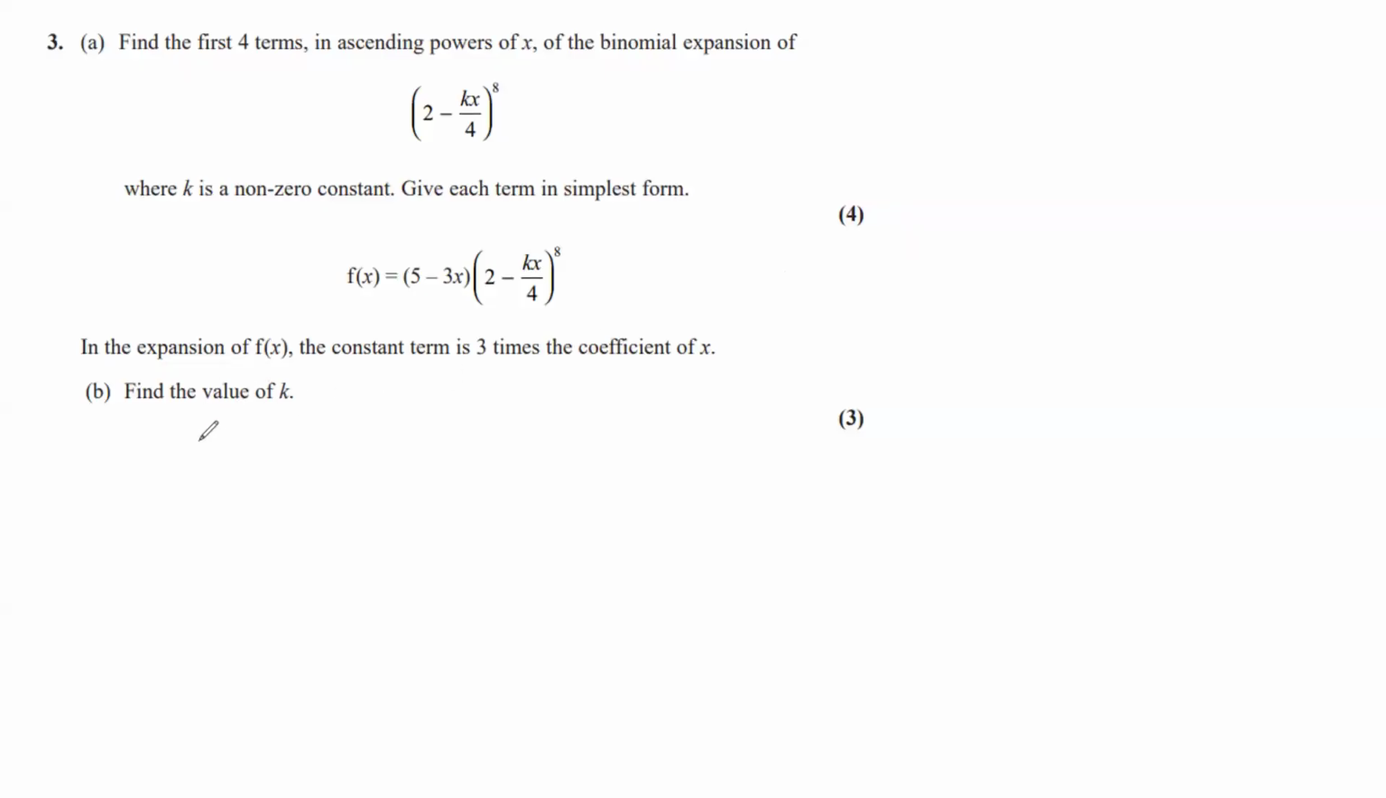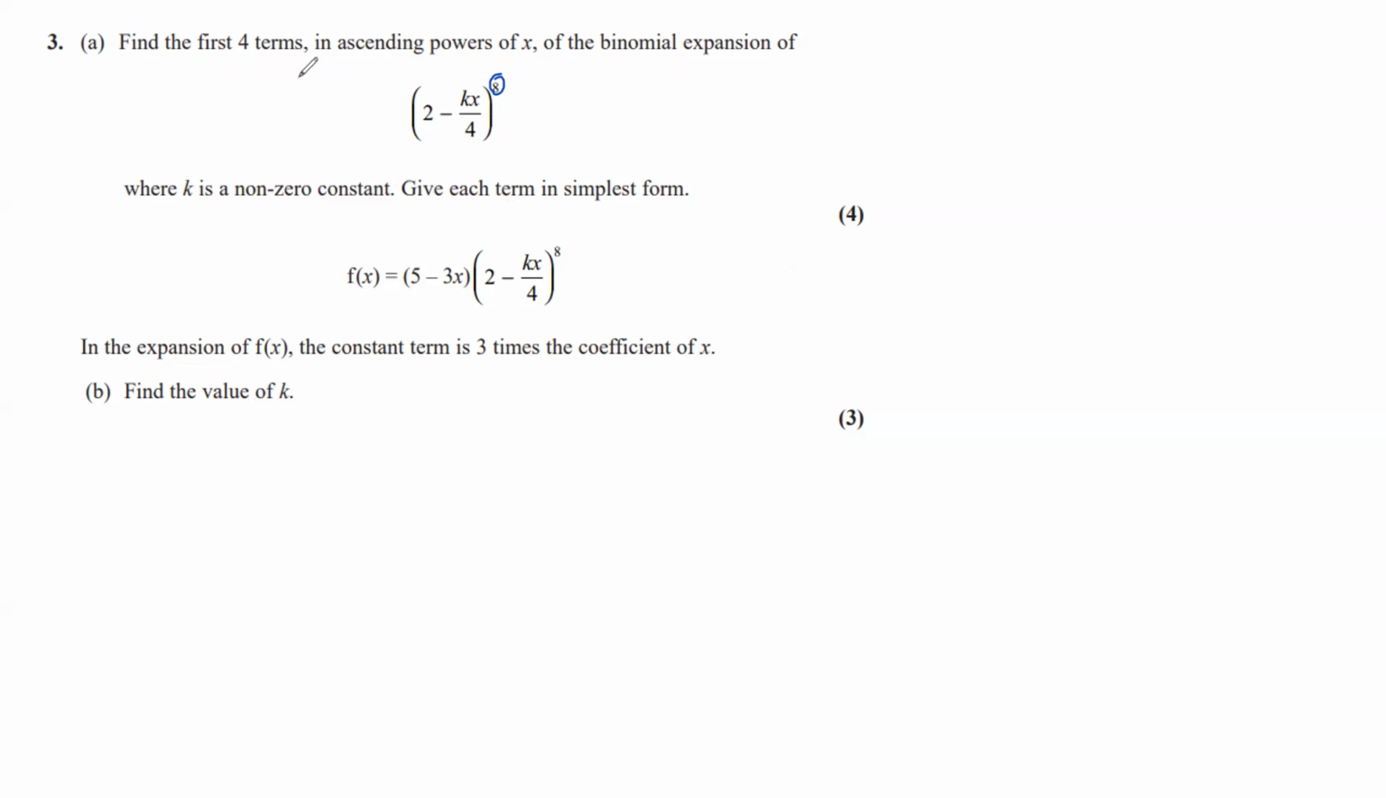Find the first four terms in ascending powers of x of the binomial expansion of (2 minus kx/4) to the power of 8. Here, the n value is 8, that is the power is 8. The first term is 2 and the second term is minus kx over 4. You need to consider the sign also.